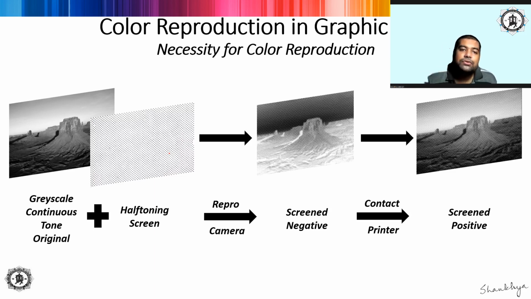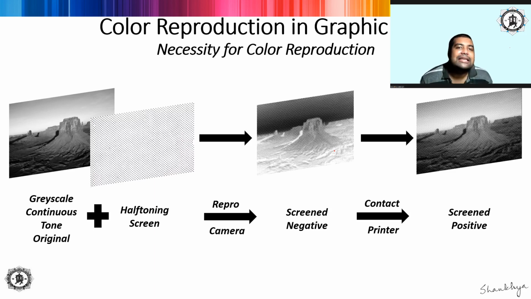Okay, so you get a negative first in the process camera. You expose it through a contact printer, top-down printer, and then you get a positive out of it. That's a simple process. Simpler process, not simple but simpler process. So this is what half-tone reproduction is.